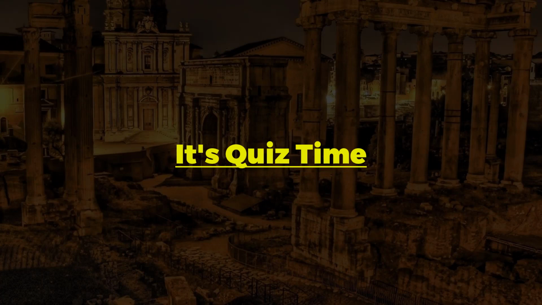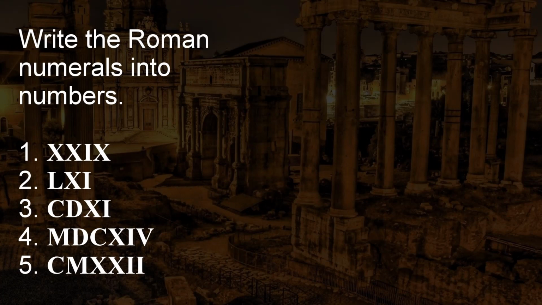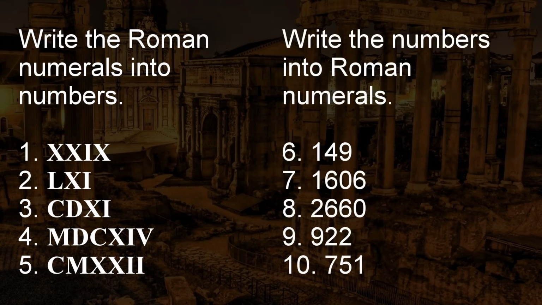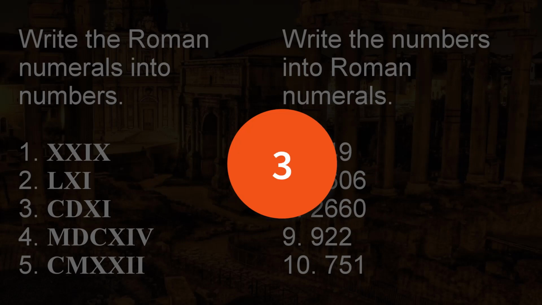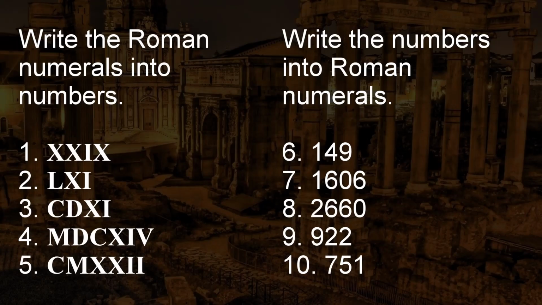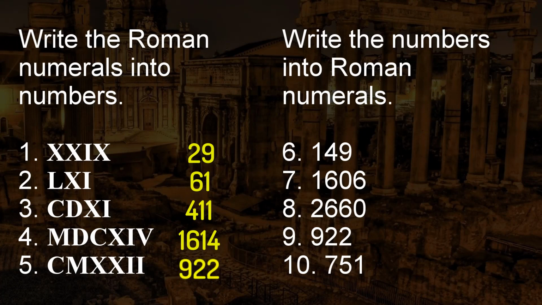The following quiz comprises 10 questions, 5 where you must figure out what the numerals mean, and 5 where you'll be converting ordinary numbers to Roman numerals. Before I show the answers, pause the video to give each one a try. If you tried the exercise, here's what you should have found. XXIX is 29, LXI is 61, CDXI is 411, MDCXIV is 1614, CMXXII is 922.